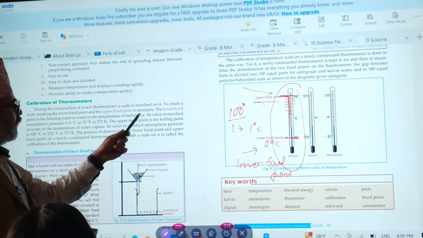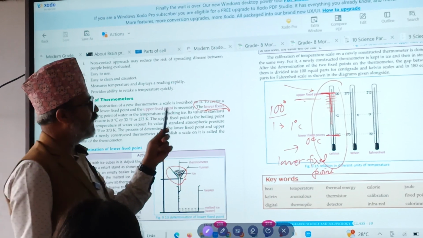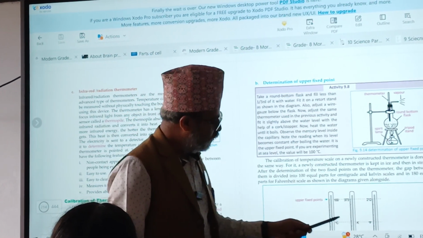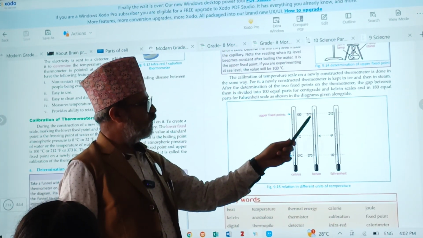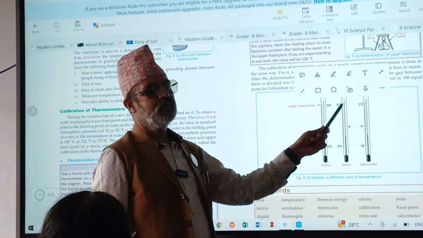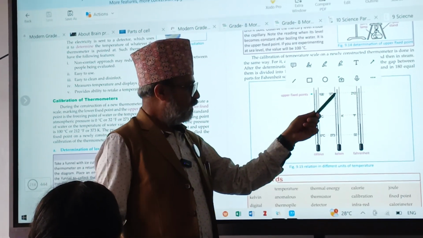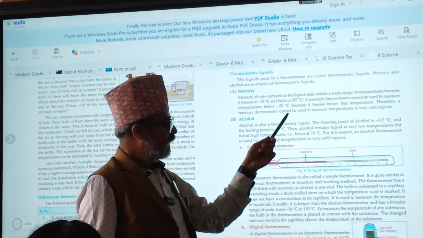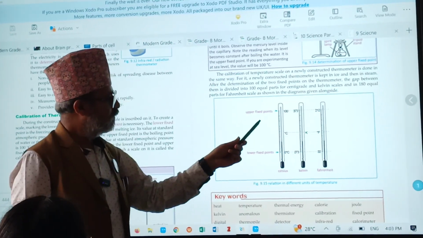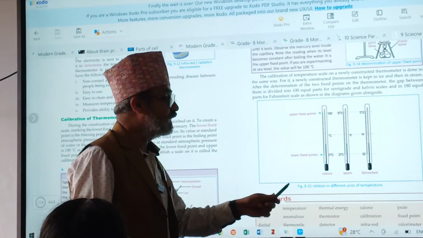So first we have to find the lower fixed point. To find the lower fixed point, place it in ice. To find the upper fixed point, where can you place it? Boiling water. When you keep it in boiling water, the mercury level goes much higher and it will be constant over there. Stationary, it doesn't move at all. So we can mark it. But when you take it out from there, the mercury level will fall down. After finding these two points, upper fixed point and lower fixed point, divide into 100 equal parts. Then one part equals 1 degree Celsius.